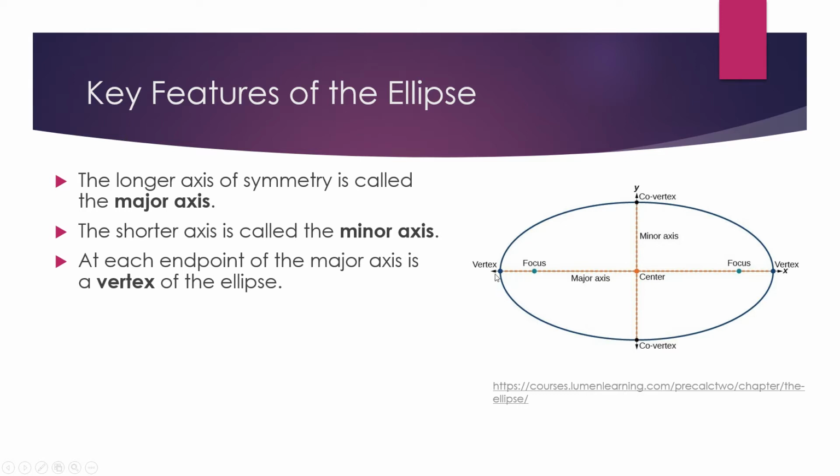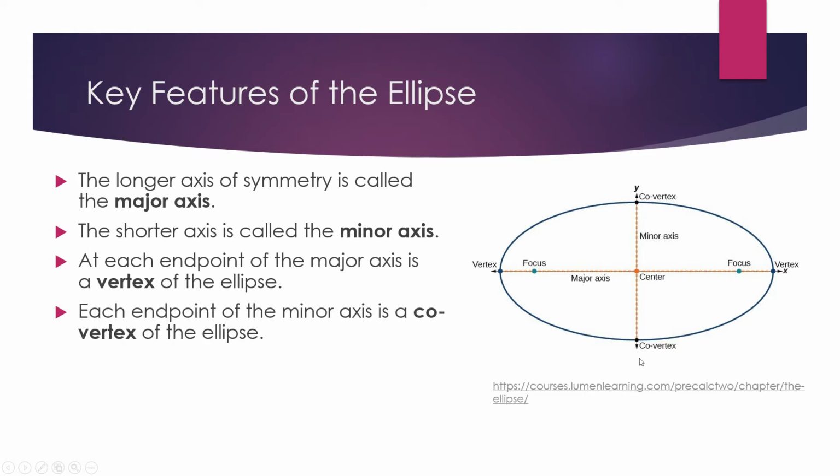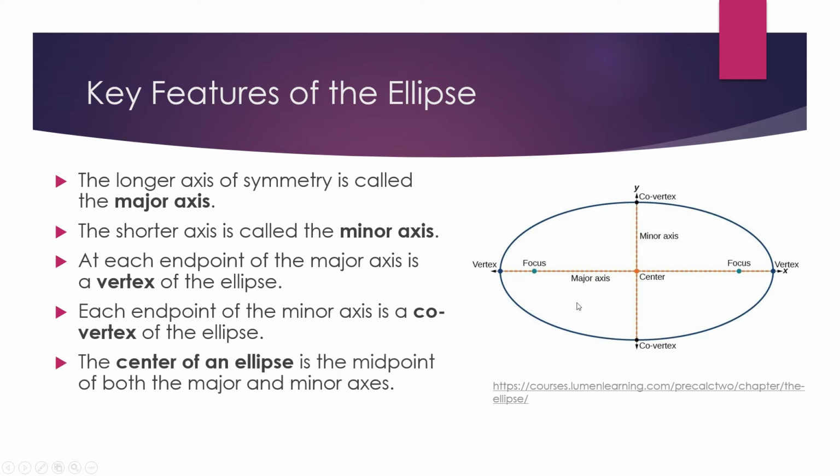At each endpoint of the major axis, we have a vertex of the ellipse, so there are two vertices. Each endpoint of the minor axis is a co-vertex, or co-vertices, since there are two of them. And in the middle, we have the center, and the foci are on the major axis.